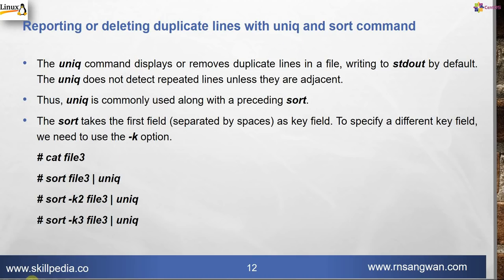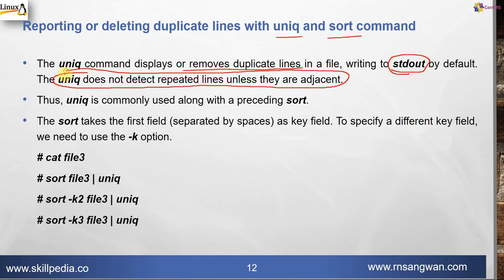Uniq command: reporting or deleting duplicate lines with uniq. But this command is of no use without the sort command. Why? There is a reason for it. The uniq command displays or removes duplicate lines from a file, writing to standard output, that is the terminal. But the problem is it will not detect repeated lines unless they are adjacent. They need to be adjacent. Therefore it is used with the sort command.